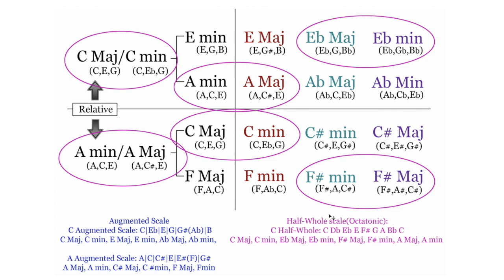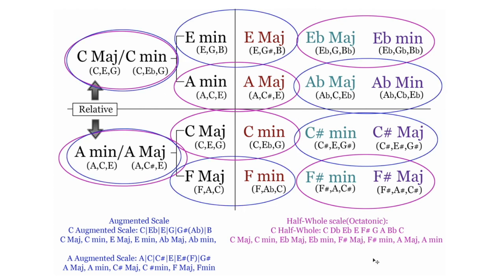And if we take the C half whole scale, it unifies all these chords: C major, C minor, A minor and A major, the E flat major and minor, as well as the F sharp minor and major. Notice these chords here in the middle are just repeats, A minor and major repeat here, and C minor and major repeat here in the chart. So even though there's 12 chords circled here, it's really only actually 8 different chords. But 8 major and minor triads in just one scale is still pretty sweet.